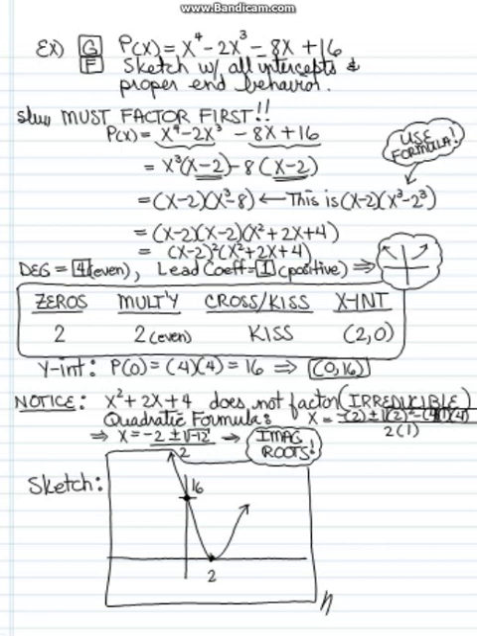Given the polynomial p of x equals x to the fourth minus 2x cubed minus 8x plus 16. Bad news. That sucker is not factored. We are going to have to factor it ourselves. Find the sketch of the polynomial with all intercepts and proper end behavior. Okay, solution must factor first.